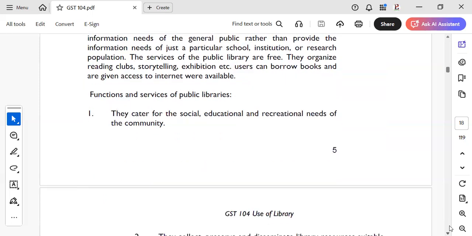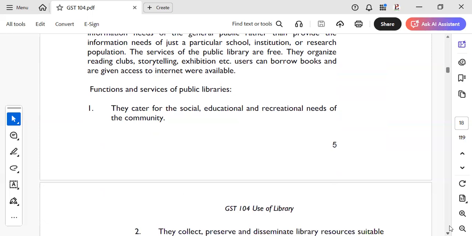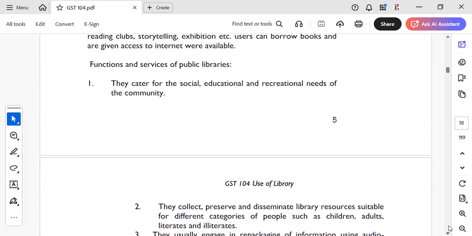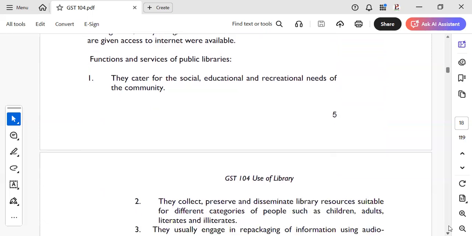What are the functions of the public library? I've spoken enough on the public library, so I want someone to read the functions.